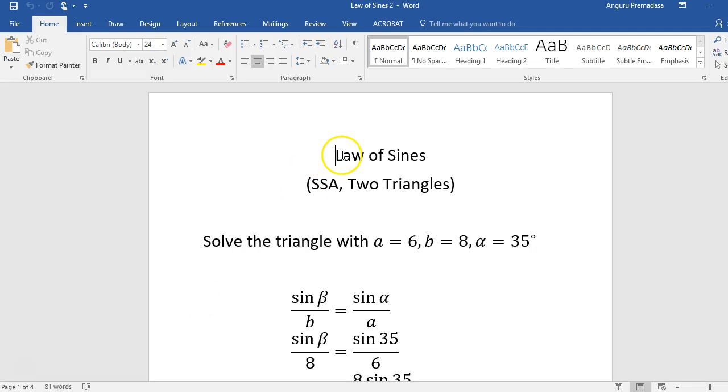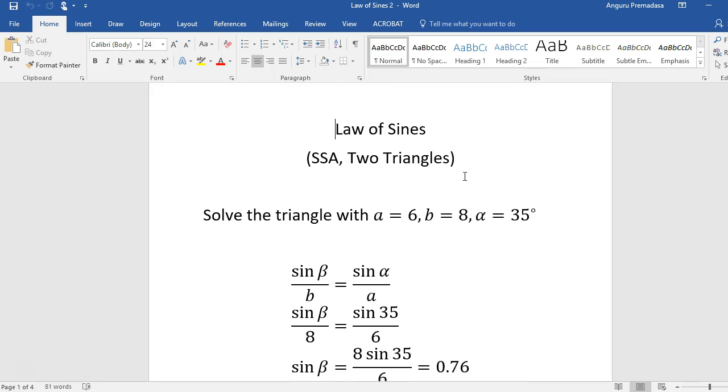So this is my video on the law of sines, the second part, where we will talk about the SSA case with two triangles. You will recall that in class and in the previous video I showed you the case where we have one triangle, but now we are going to do the two triangle case as well as the no triangle case. So let's get started.